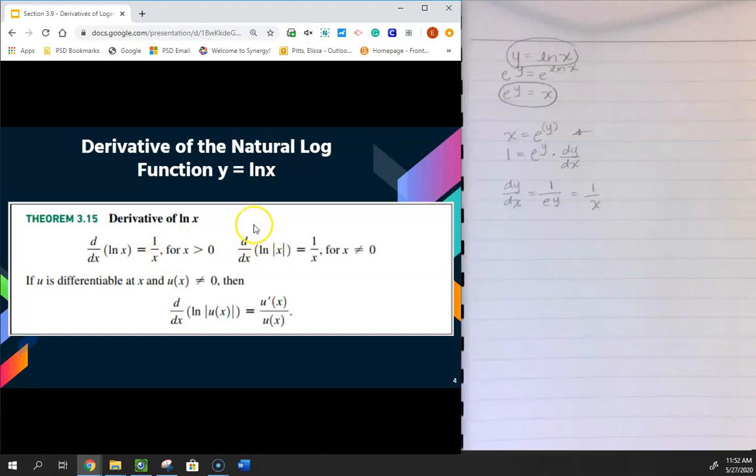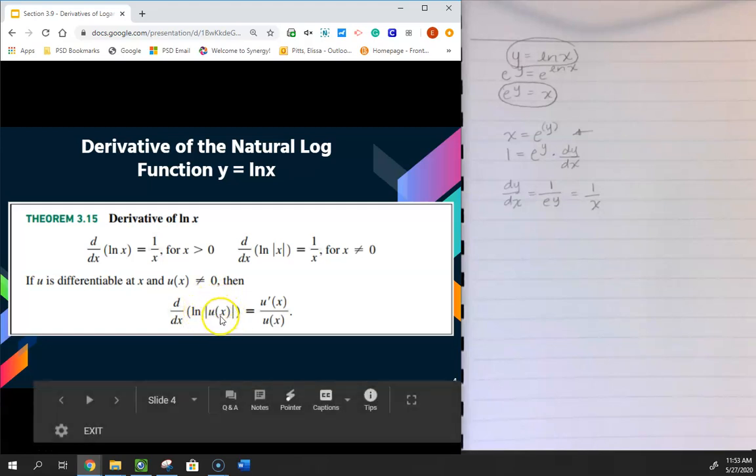And if we do a little bit more work, we can get the derivative of the natural log of the absolute value of x is equal to 1 over x. Remember that the natural log of x is only defined for x greater than 0. This function would be defined everywhere except for x equals 0. And then we can also use the chain rule when we're taking the derivative of the natural log function. And so we would get 1 over whatever's inside of here times the derivative of whatever's inside of here.